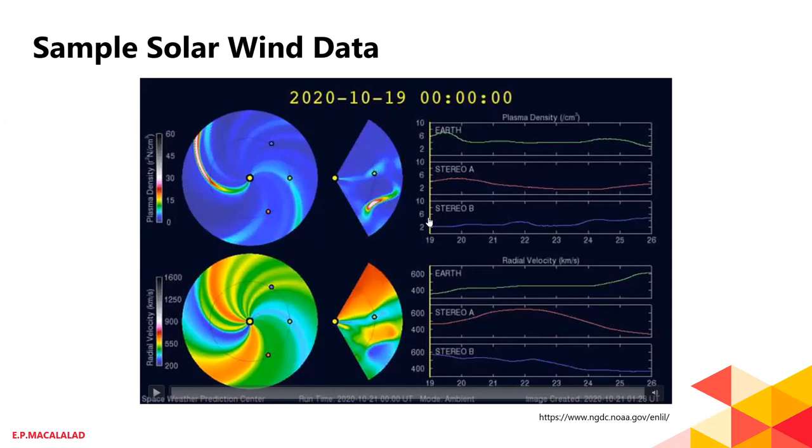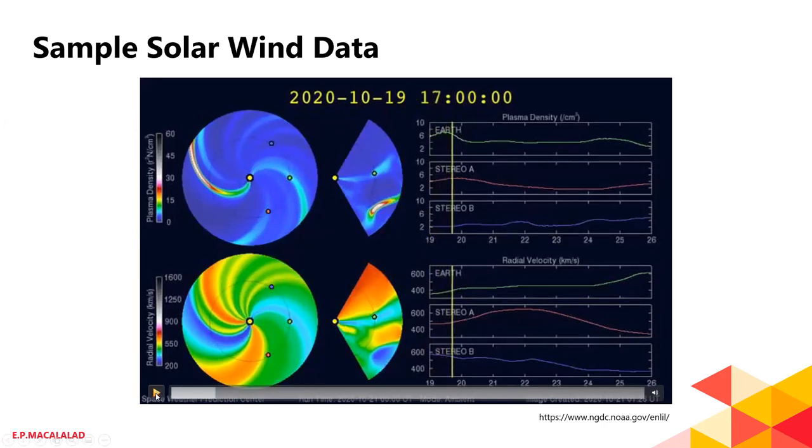Now this line is a marker for this picture. If I play this video, this will move like this. You will notice that the plasma density is high because the starting time is 10:19, 5 days ago. So the plasma density that hit Earth is high, but the solar wind is low, given by this area.